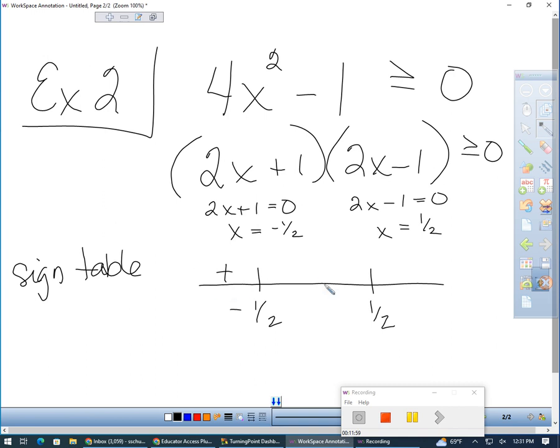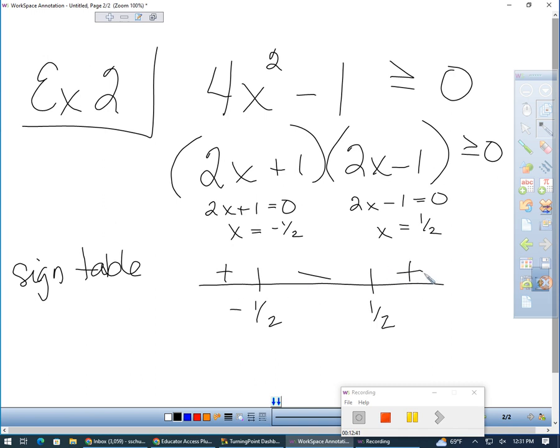So in my signs table, just above that section, I'm going to say it's negative. Then if I pick something bigger than 1/2, so I put a 1 in here, I'm going to get a positive answer here. I'm going to get a positive answer here. So that means that a positive times a positive is a positive, right? So this is going to be positive.